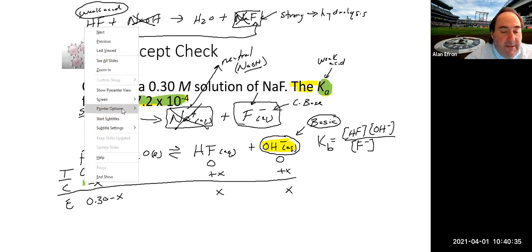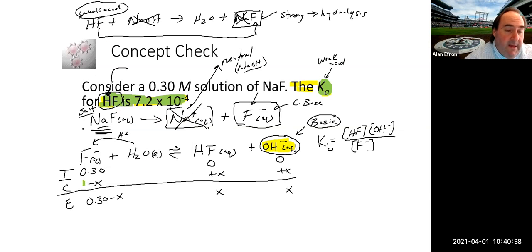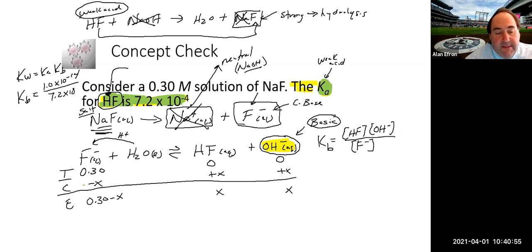So as I mentioned before, these are the types of problems where you do need to convert it, and that's not hard to do. We will use our Kw relationship. The Kw equals Ka times Kb. So looking for our Kb value in this case, 1 times 10 to the minus 14 divided by 7.2 times 10 to the minus 4. And if we do that, we end up with, we'll call it, 1.4 times 10 to the minus 11. And that is the number that we should be using here, not the Ka value. And that is a very, very common mistake that people make.